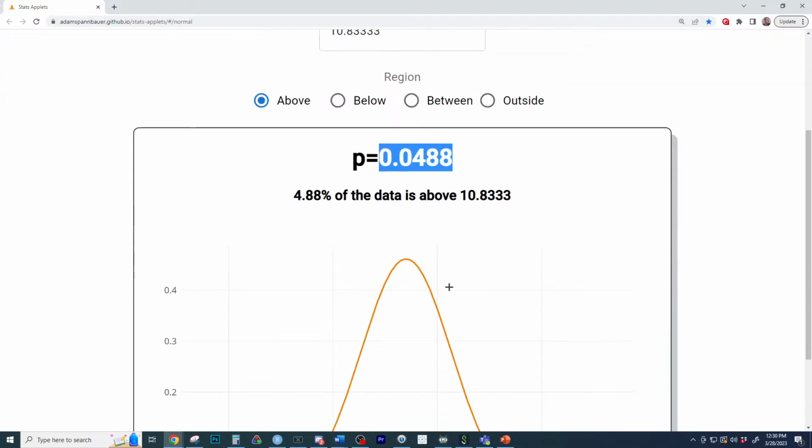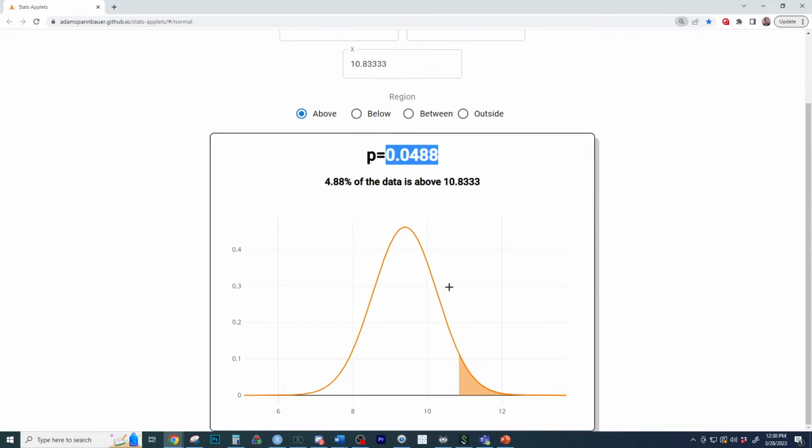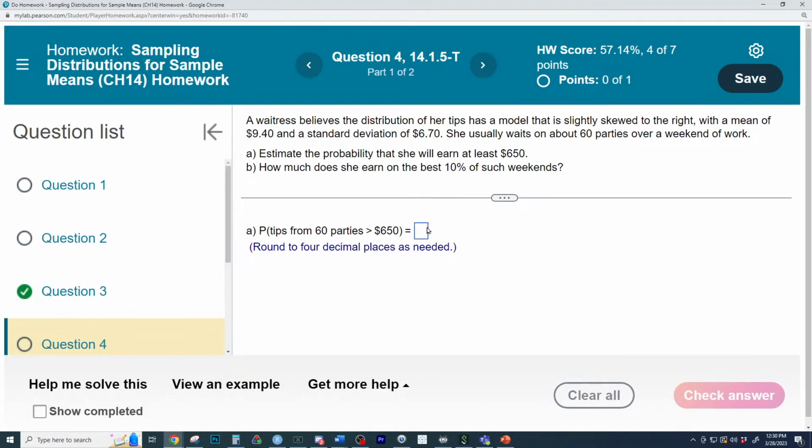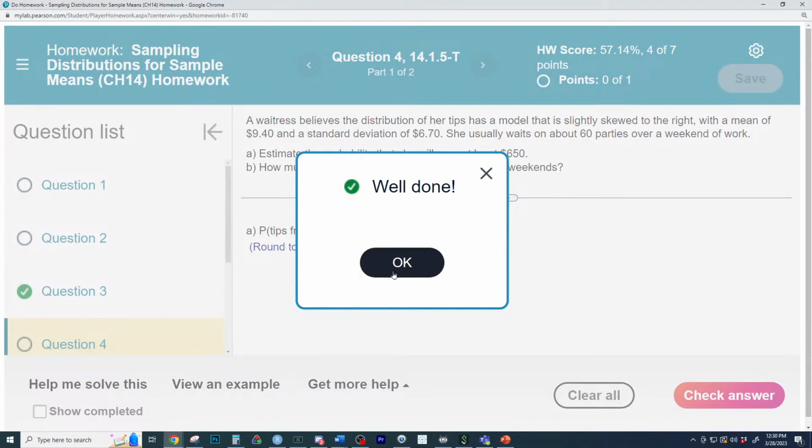So this is a pretty unlikely occurrence. It would only occur about 4.88% of the time right there. So a pretty unlikely occurrence. We're on the far end of the curve right there. Pretty unlikely for this to occur.